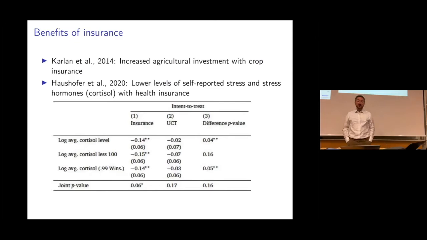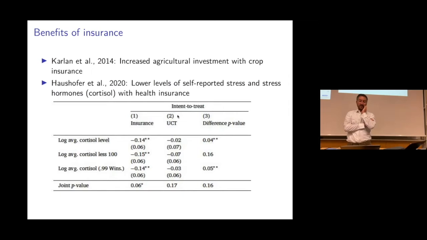So the left column shows you the effects of the insurance on cortisol levels. It's a negative effect. And the second column is a cash transfer that's equally large as the insurance. And you can see that that has lower effects on stress levels than the insurance. So there's something useful here happening with the insurance. People are less stressed than even with a cash transfer of equal value.